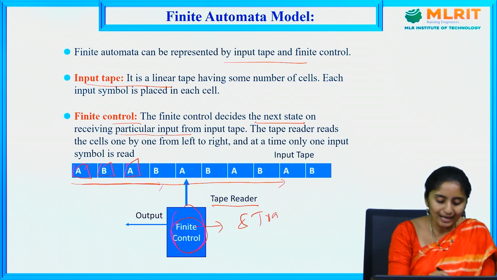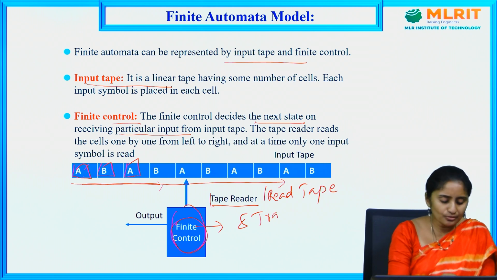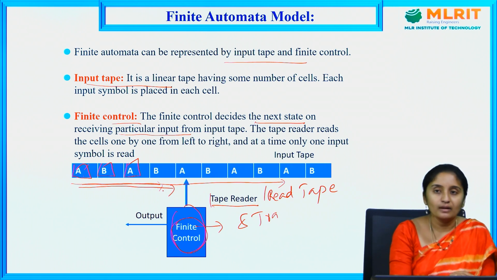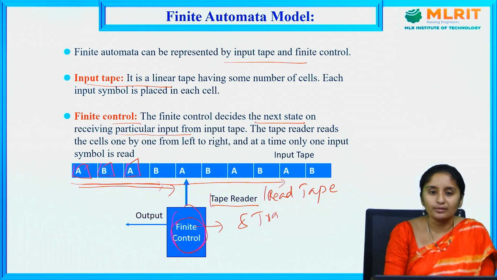The next one we have is the tape reader, or we can also call it the read tape. Read tape is used to read the cells one by one from left to right. It reads one cell at a time, and that input is held by the finite control. This is nothing but the finite automata model.